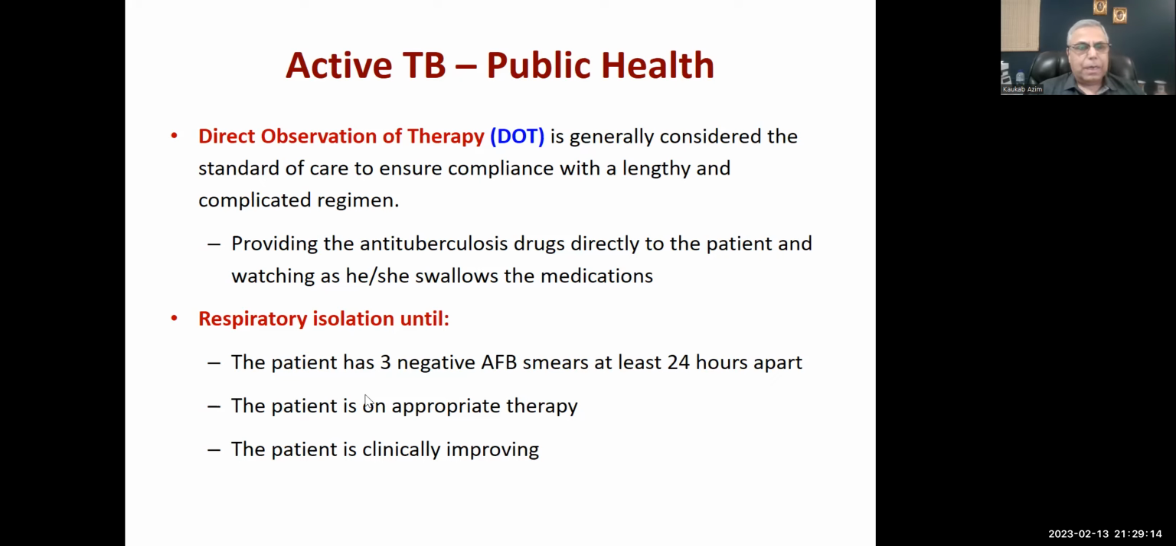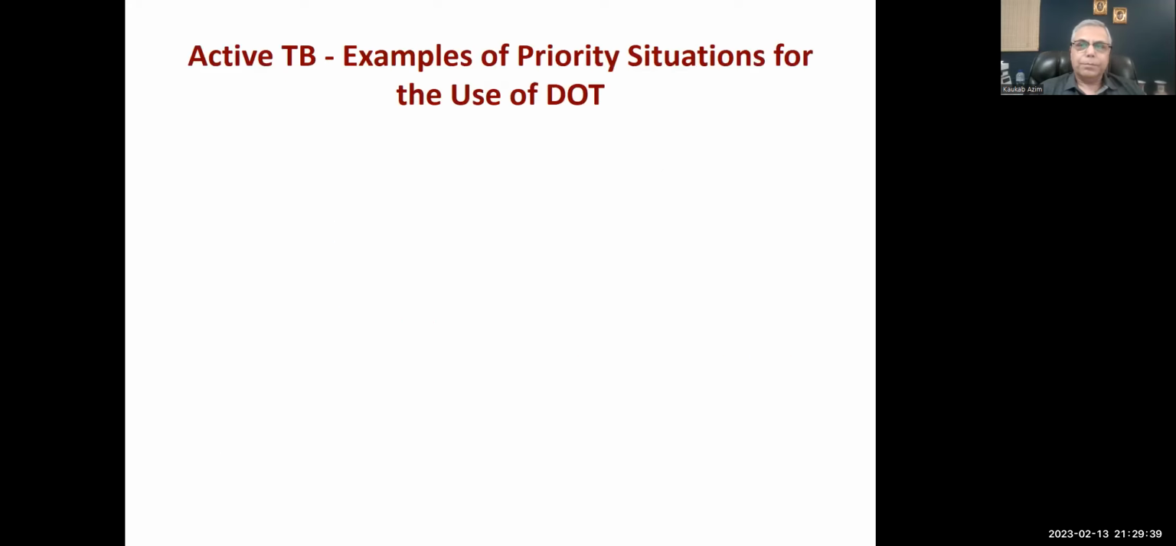Isolation of the patient until the patient has become non-infectious. What is non-infectious? 3 negative AFB smears at least 24 hours apart. So 3 days. Take his sputum sample or swab or whatever. If he is AFB negative for 3 consecutive days, he is non-infectious and he does not need isolation any longer.